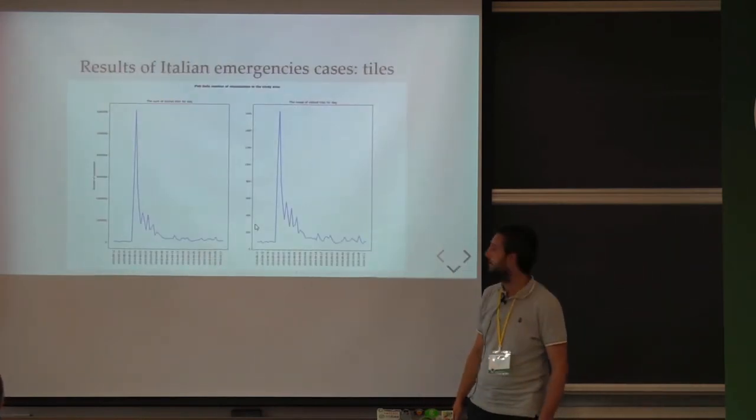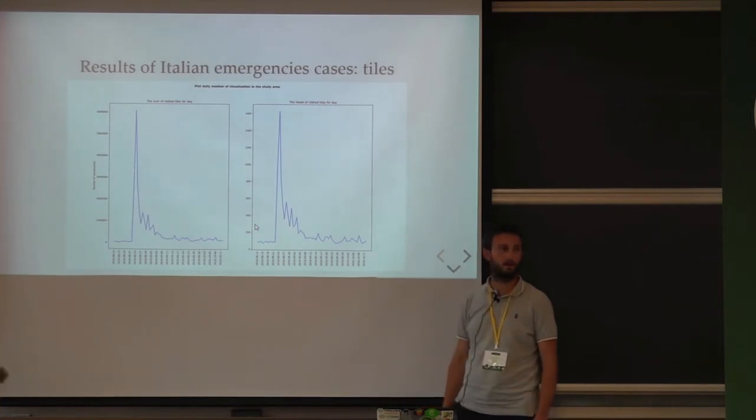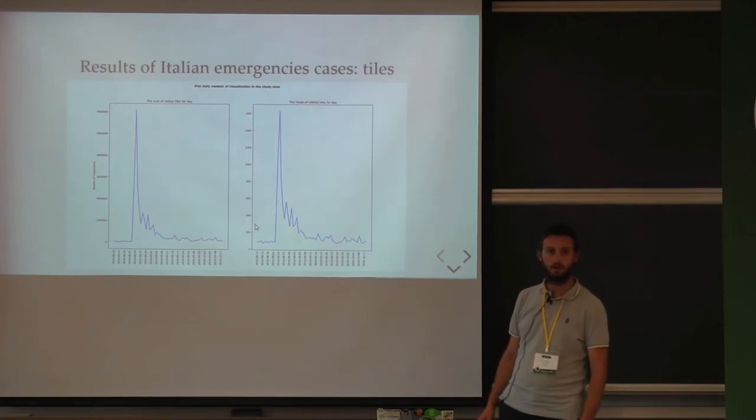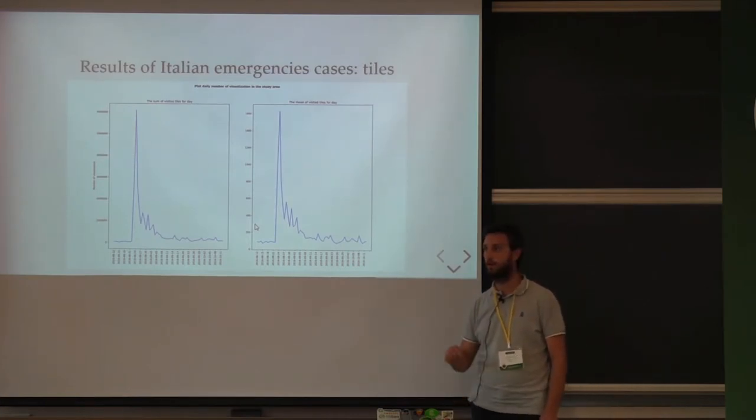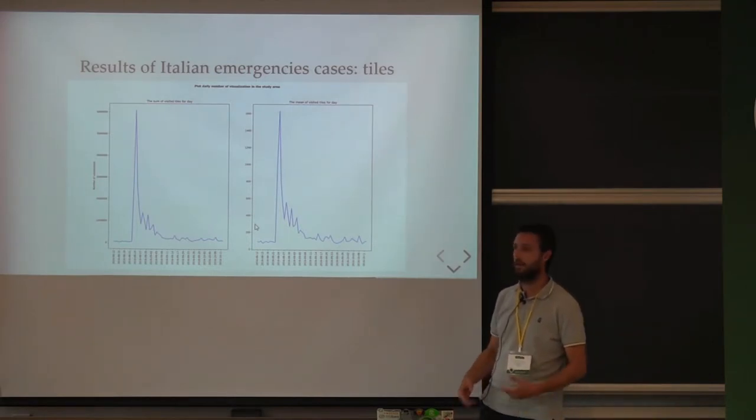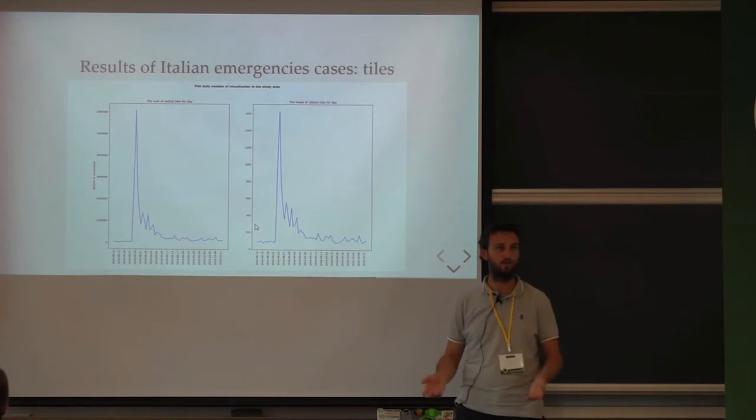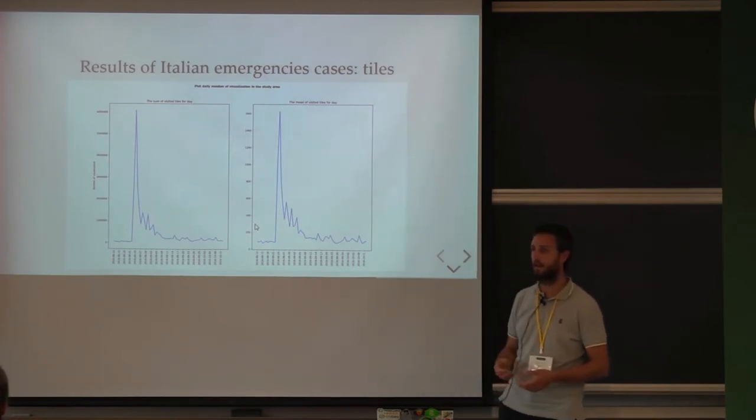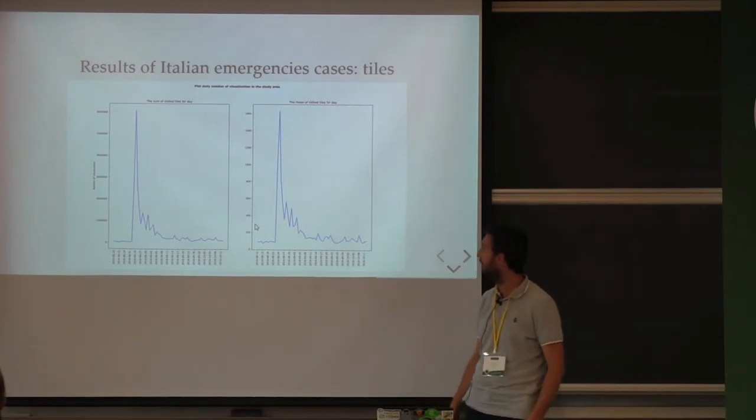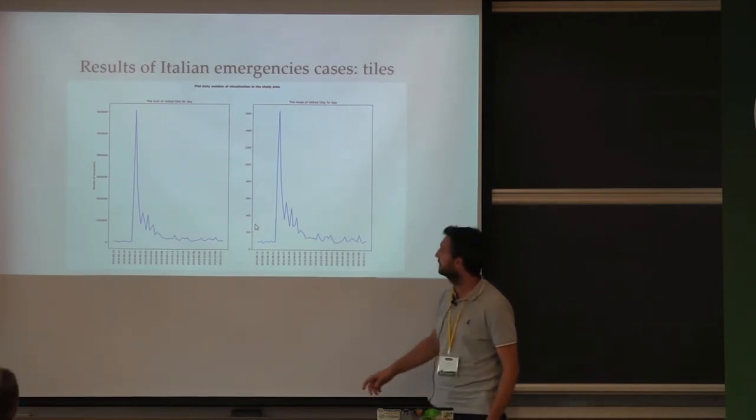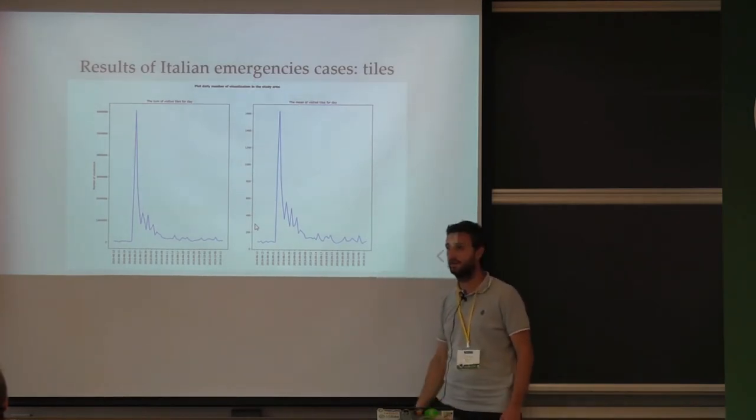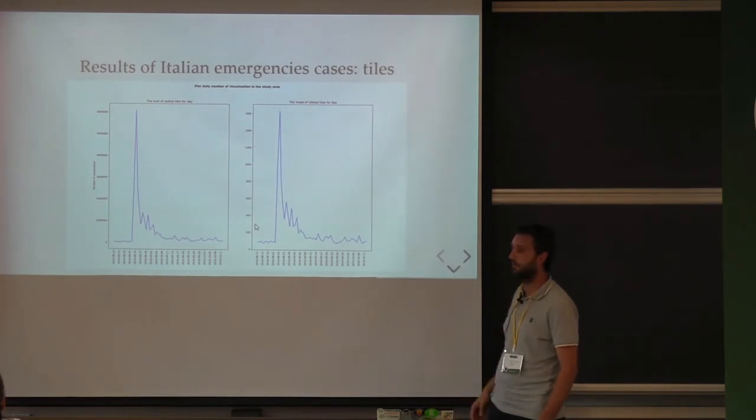And the last part of the analysis is about the tiles. We downloaded the tile log that is available on planet.openstreetmap.org to understand if there was interest also outside the community, because the map is visualized by a lot of different services and a lot of different people. And also in this case, you can see that there is a big peak on the day of the disaster, and it goes down with time.